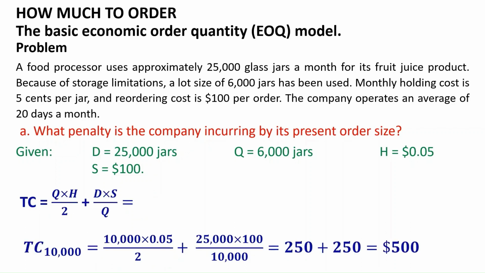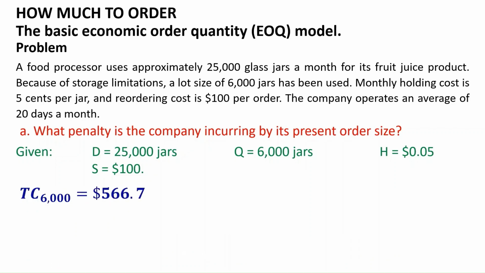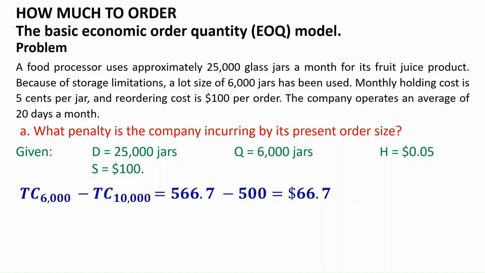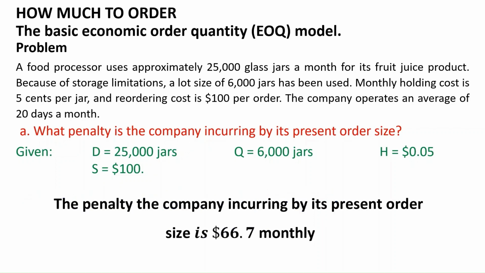TC 10,000 equals 10,000 multiplied by 0.05 divided by 2 plus 25,000 multiplied by 100 divided by 10,000, equal 250 plus 250 equals $500. Comparing the total cost corresponding to the current order quantity Q and the total cost corresponding to the economic order quantity Q0, the total cost corresponding to the current order quantity Q is more than that corresponding to Q0 by $66.70. So, the penalty the company is incurring by its present order size is $66.70 per month.